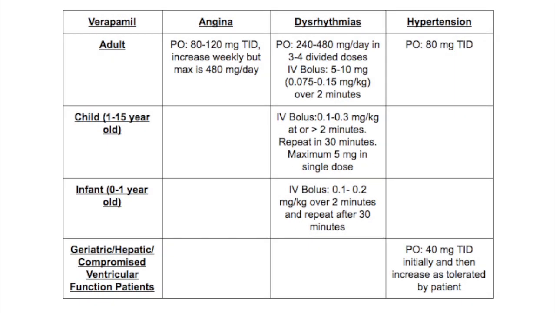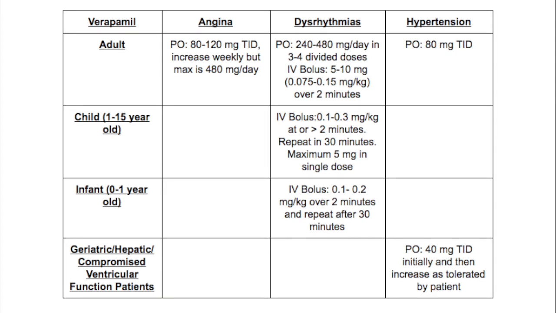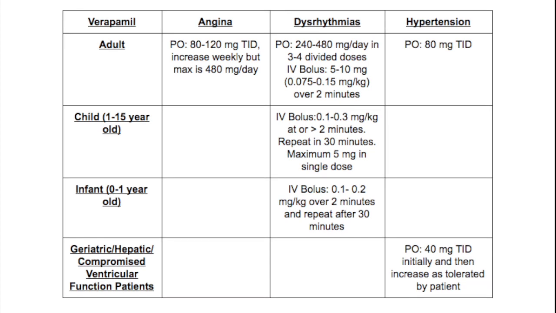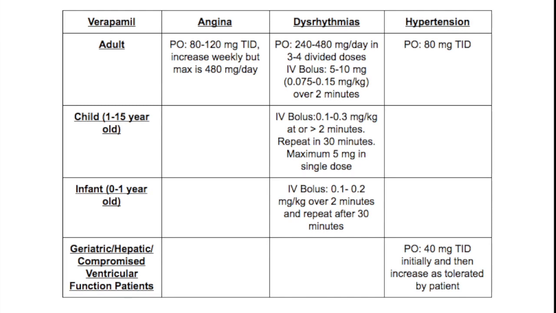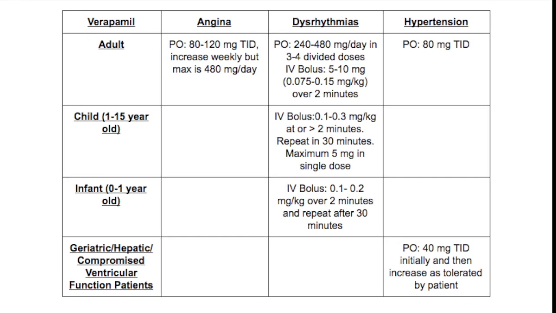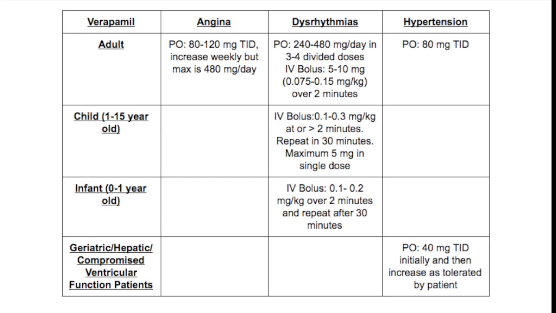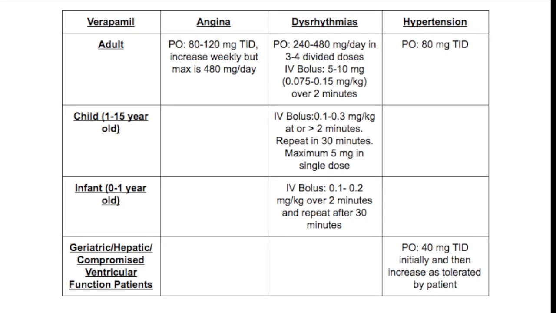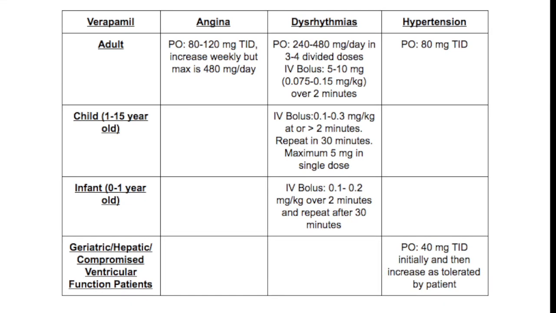The next drug that we'll be talking about is verapamil. Verapamil can be used to treat angina in adults when taken orally, 80 to 120 milligrams 3 times a day. You will want to increase it weekly, but the maximum is 480 milligrams per day. Verapamil can also be used to treat irregular heartbeats in adults when taken orally, 240 to 480 milligrams per day in 3 to 4 divided doses.